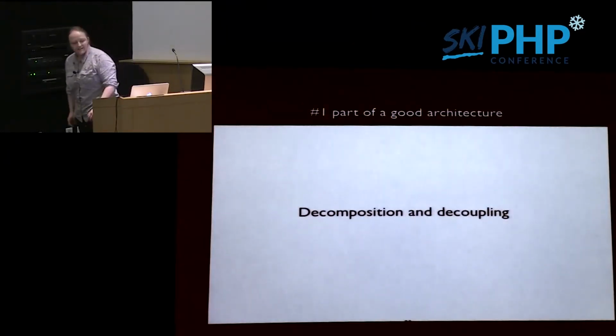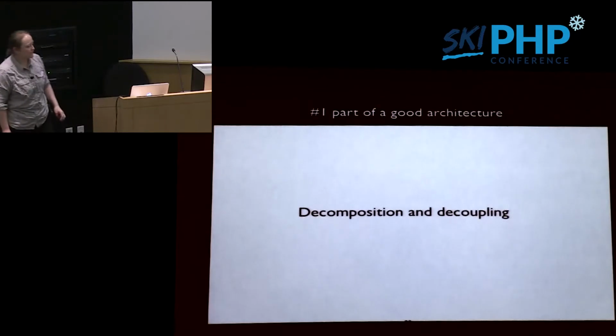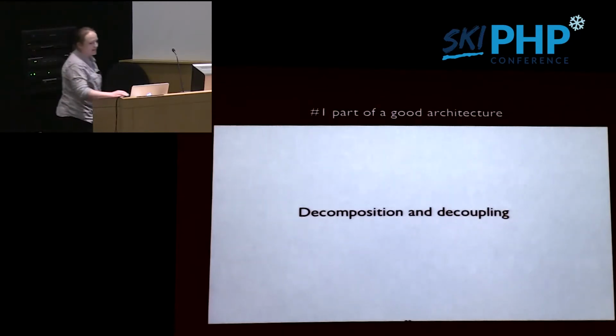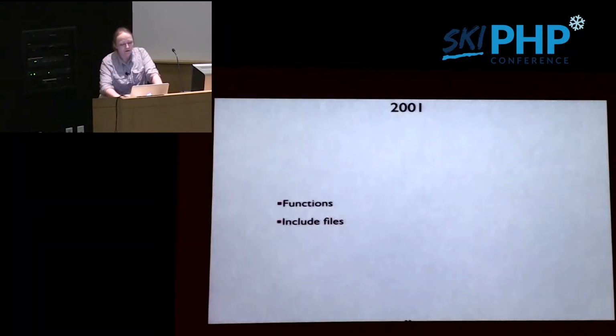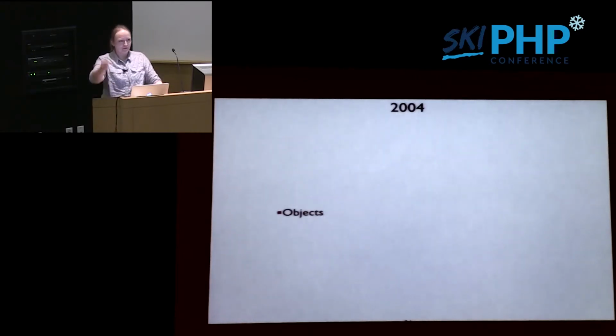Okay. So back in 2001, I was saying the best part of a good architecture is decomposition and decoupling, and this is still true. Back in 2001, the approach to decomposition was to write functions, and this was revolutionary. There were 100,000-line PHP apps that did not include a single function. Cut and pasted code is not your friend. And people thought they were being really revolutionary by putting code in an include file. By 2004, we were like, we will use OO, and it will be bad, but we will use it anyway.